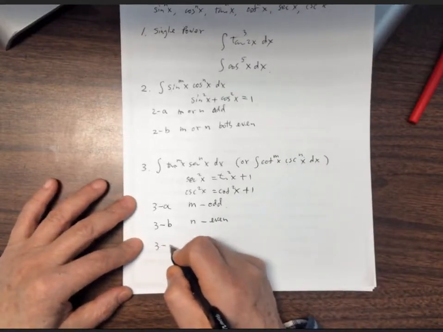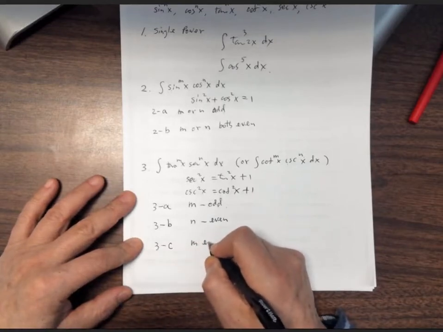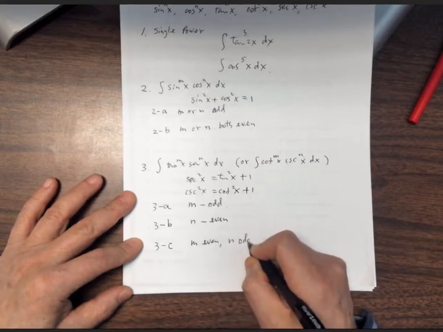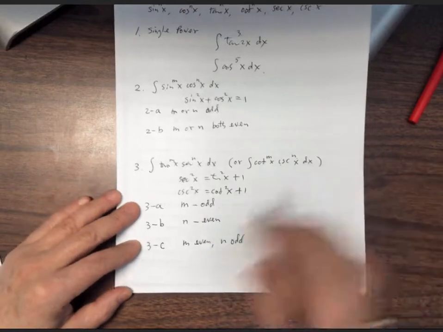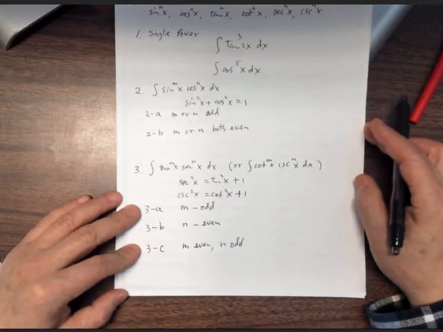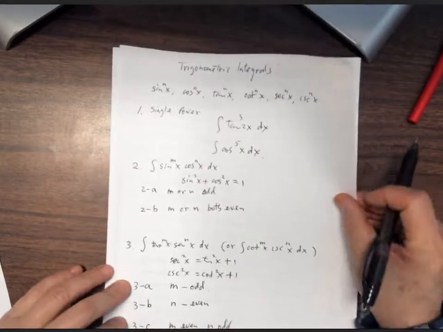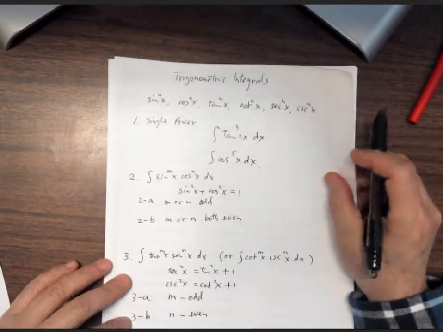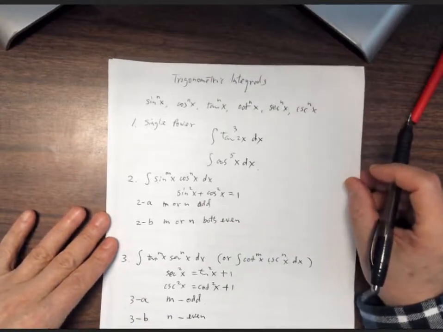Third case, M even, N odd. It's like the opposite of the first 2 cases. Again, there are other cases that we cannot do. So these are the 3 we can do. Alright, so let's get into each group and each different case to see how we approach different kinds of trig integrals.